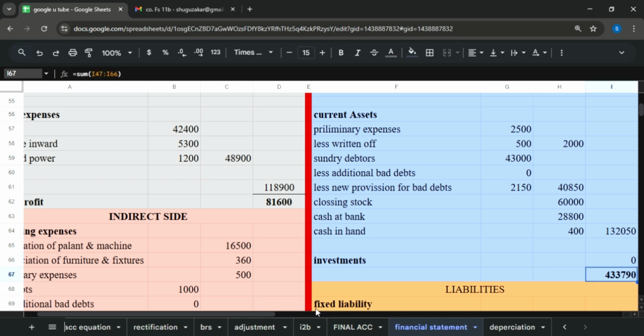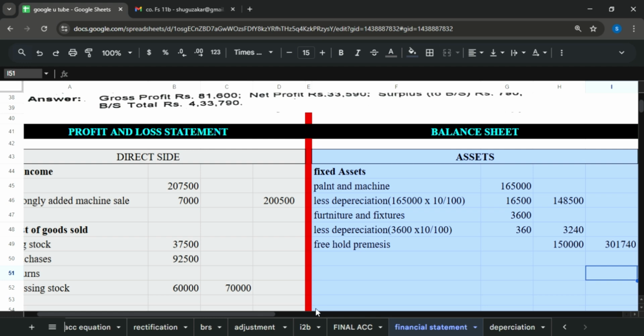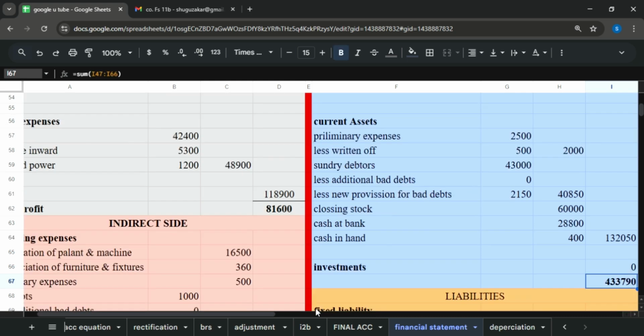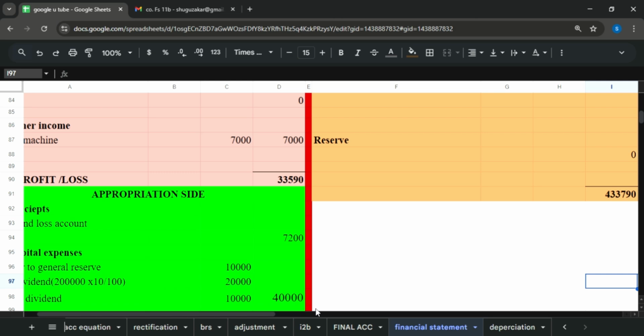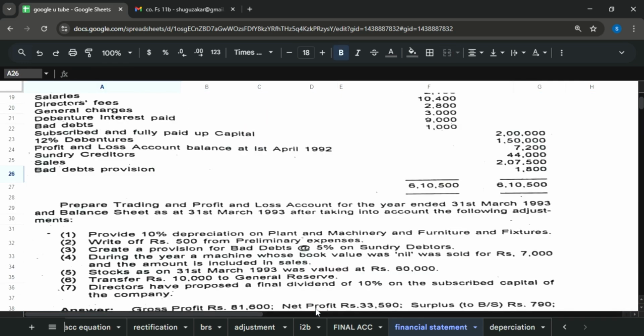Look, this is your sum, and that is 433,790. This is your sum, and now we will go to our question, and here you can see answers are available. Last answer 433,790. Over here asset side 433,790, liability side again you can see over here. What is this? 433,790. So guys, in this way all of our answers are matched with the answers given in the book.